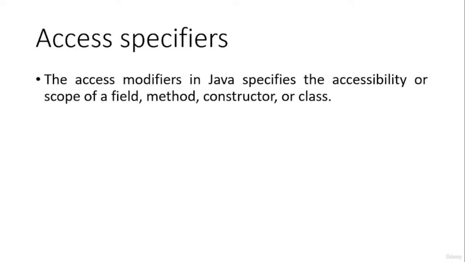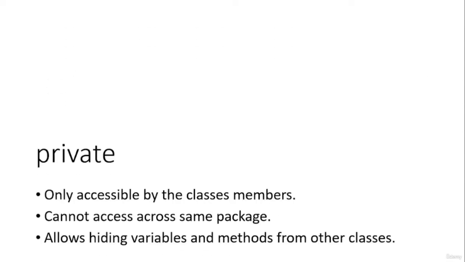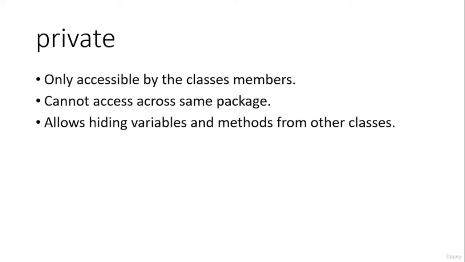The access means which of our classes will be able to access a particular field, class, constructor, or method. How this is done is using some keywords. So let us see one by one. There are four types of access specifiers.